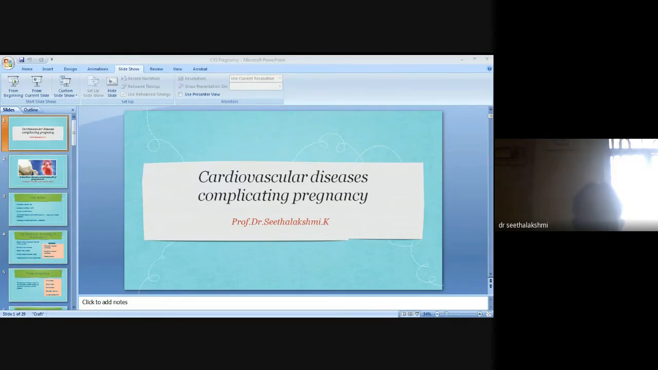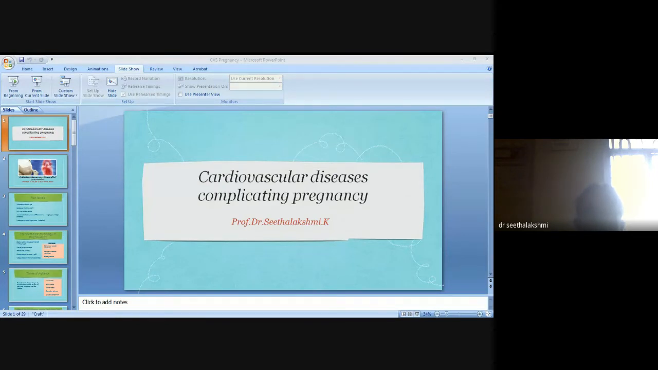So the choice of contraception, barrier methods are the best method for patients with cardiovascular disease complicating pregnancy, and the progestin only pills. Suppose the patients don't want the barrier method, they can go for progestin only pills or parenteral progestins like medroxyprogesterone acetate depot, which is available as injection Andhara, which is safe and effective. And usually intrauterine devices carry the risk of infection.